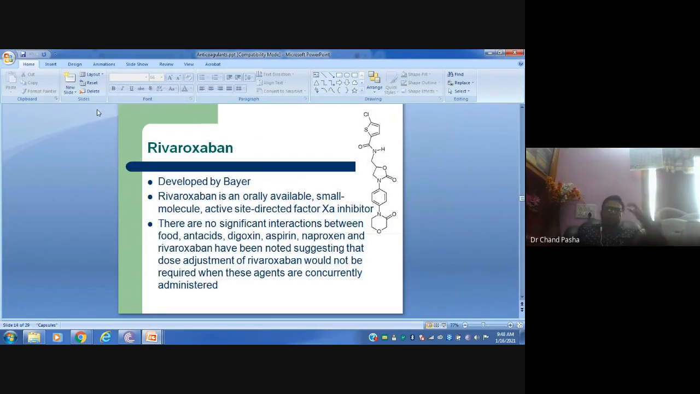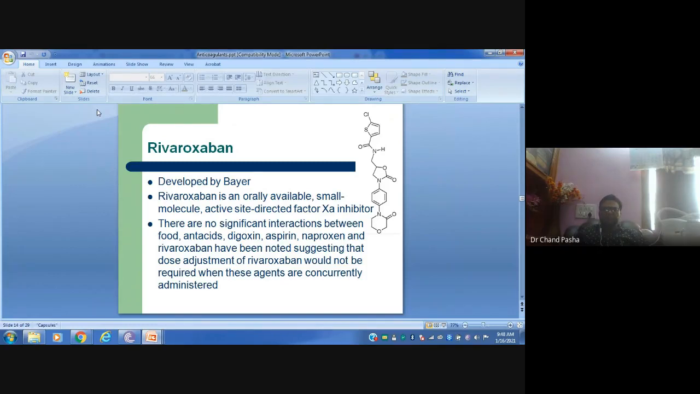Rivaroxaban. Rivaroxaban is developed by Bayer. This is also a synthetic drug. It is orally given, a small molecule, active site directed to factor 10A. So it inhibits factor 10A.